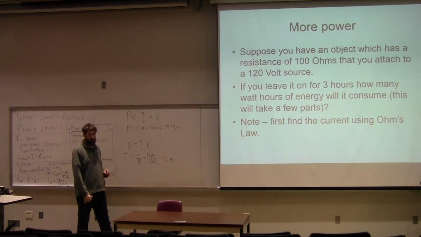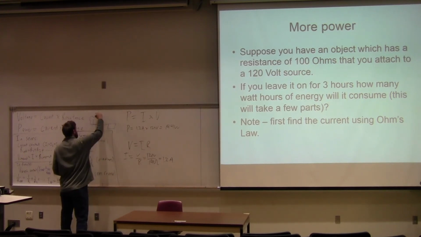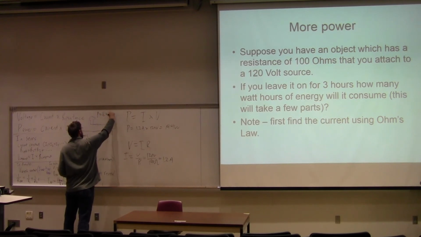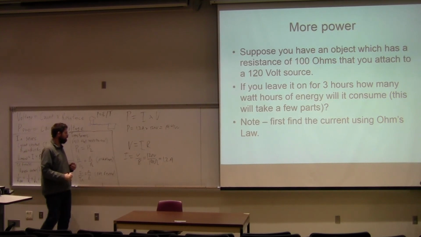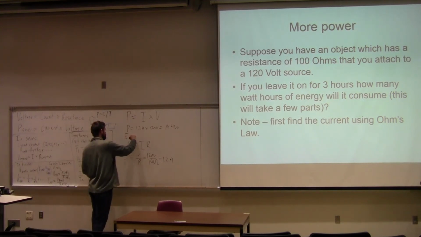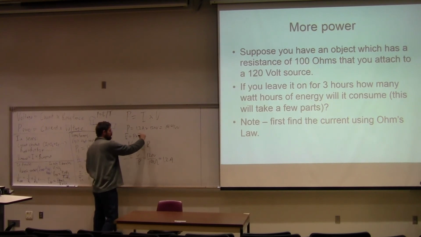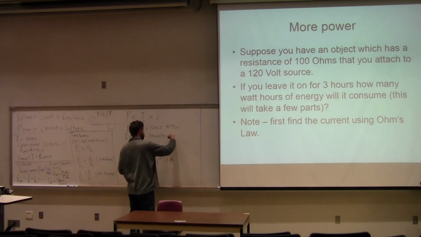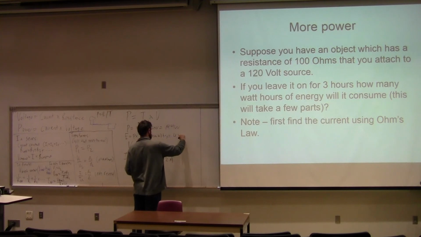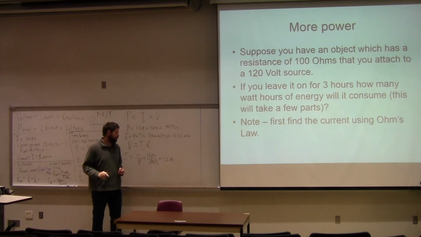Now the third step. I'll give you a moment to do the third step. Power equals energy divided by time. So that means energy equals power times time, which equals 144 watts times 3 hours, which is 432 watt hours. Pretty good there.